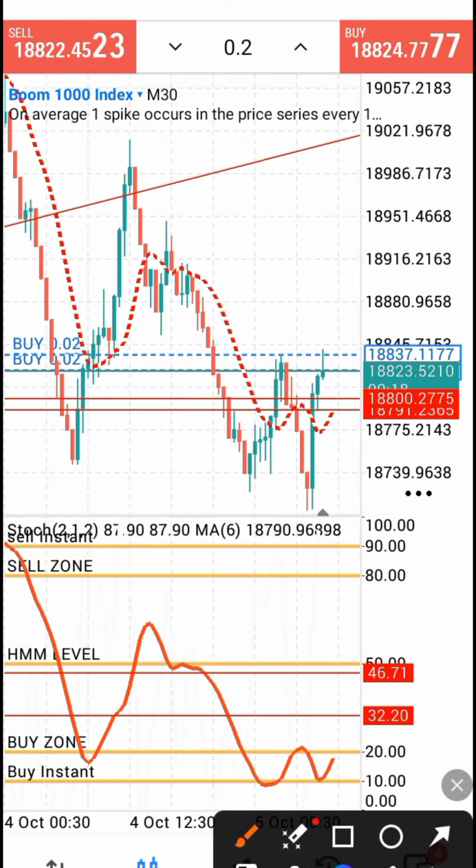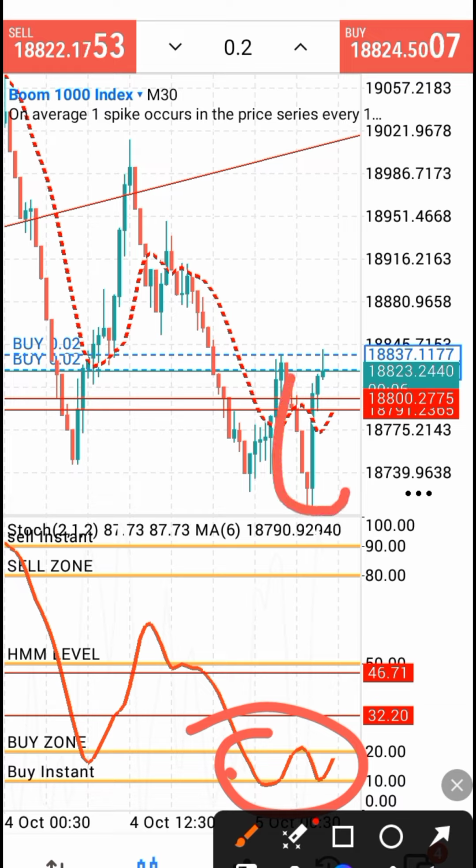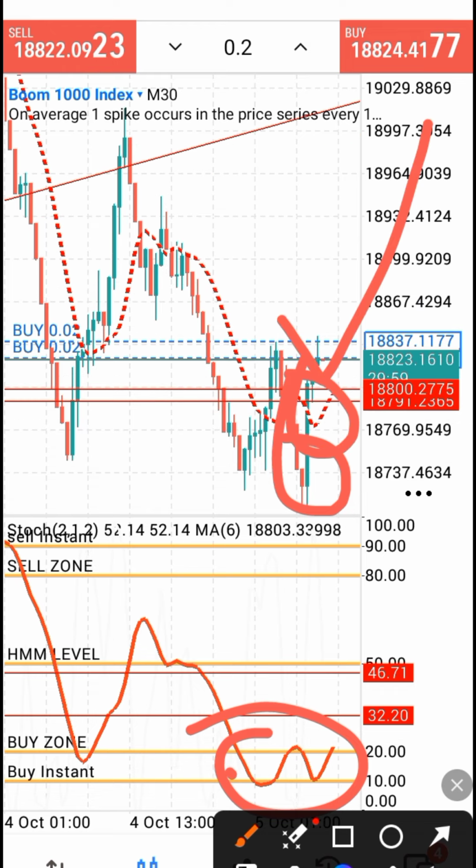How did I get my entry? Very simple. The average in the stochastic is showing an instant buy zone. And what happened? Price has broken one candle above this red line, and also the second candle above this line. Then the third candle will be my next entry trigger for this trade.